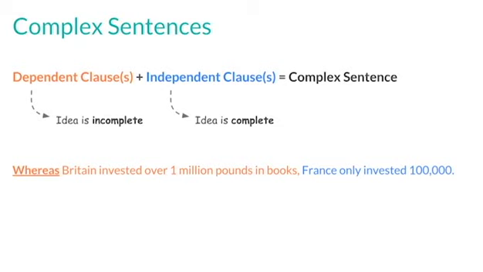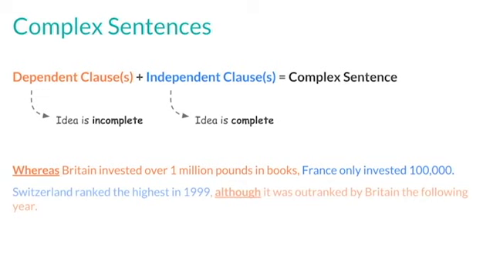On the other hand, if we were to say, whereas Britain invested over £1 million in books, this is not a complete idea, because we're using the word whereas to make a comparison. So when we say this sentence, we have to compare it with something else. Therefore, we cannot just stop the sentence here. We have to add some extra information to complete the sentence. In this case, we need to complete the comparison. Let's look at another example.